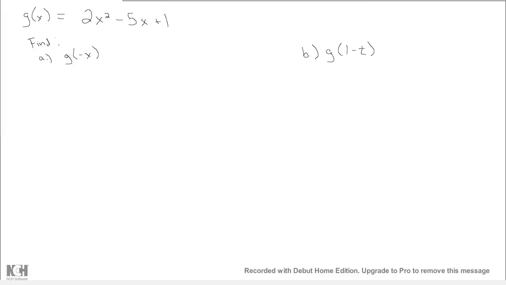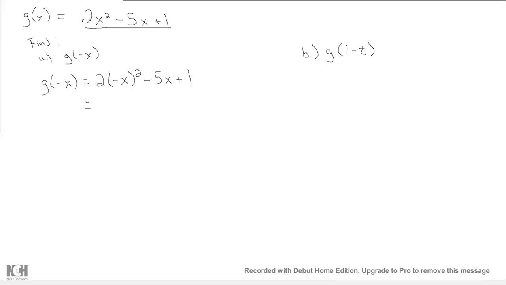When we're trying to solve problems like this, we're going to start out the same way that we do when we have numbers that we're plugging into the function. So I have this function defined, g of x equals 2x squared minus 5x plus 1, and I want to find g of negative x. I'm going to write what I want to find, g of negative x equals, and then I'm going to rewrite the entire original function, but everywhere there's an x, I'm going to put a negative x in its place. Then all I have to do is simplify and combine like terms.